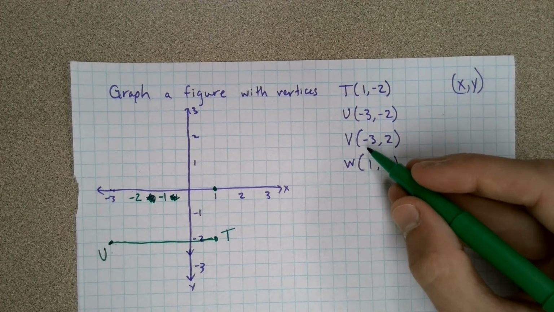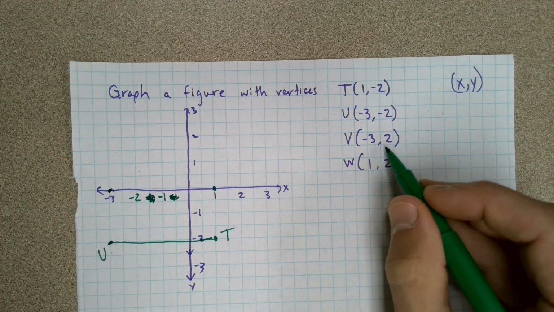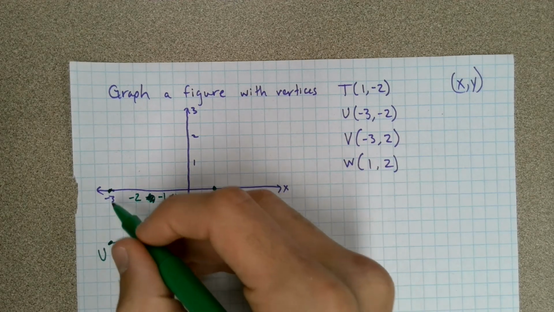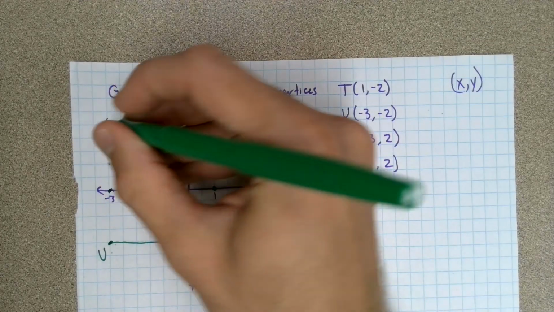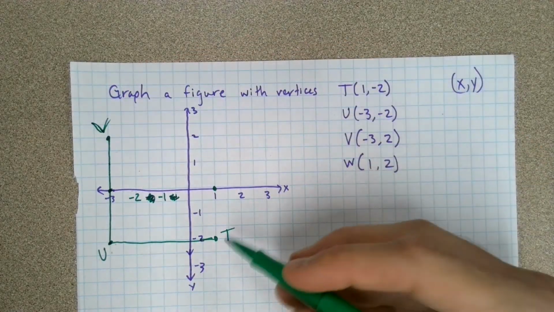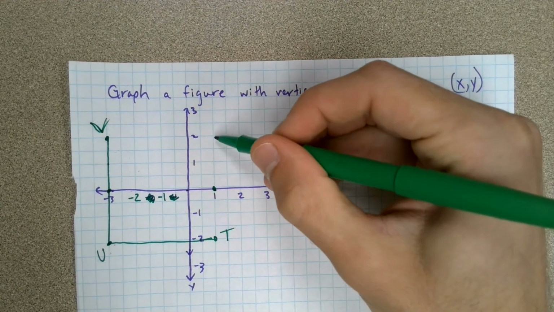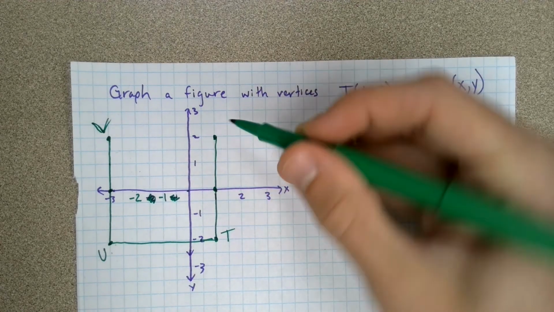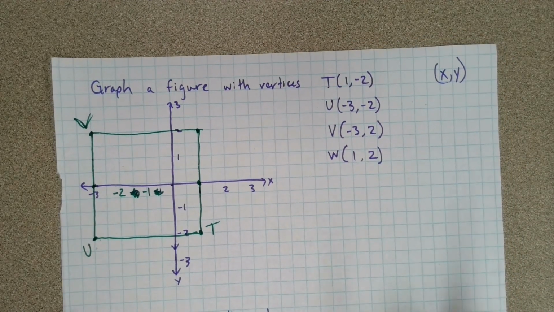V, we start with our X, we have -3, 1, 2, 3, and our Y, we have up 2, 1, 2. There's our V, connect those, and we can probably guess where our last one's going to be, but we're going to graph it out anyway. We got 1, we're going over 1, up 2, 1, 2, blammo. And there's our square, just like that.